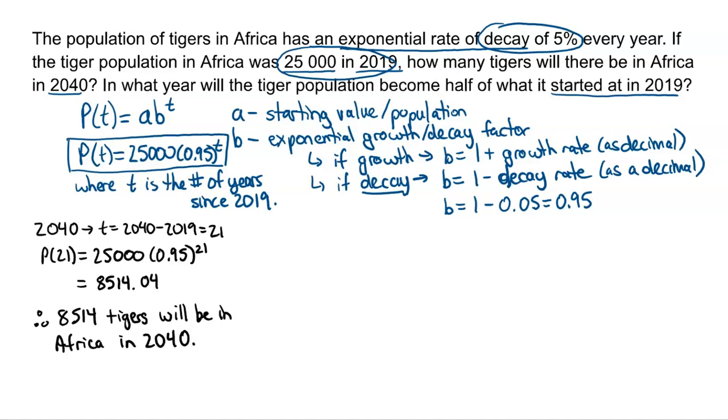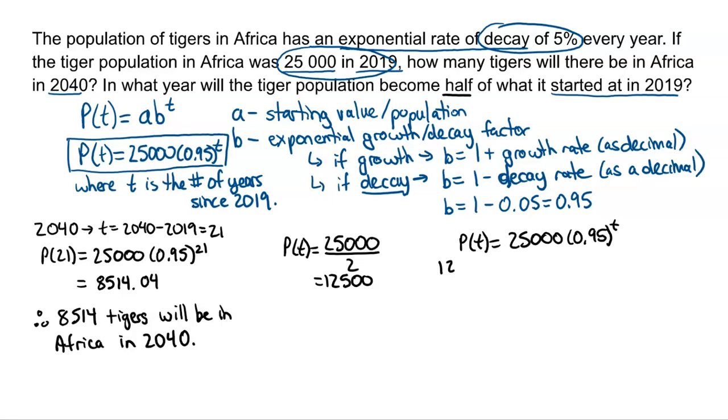This isn't actually true, but this is a model that someone might have. So now it says, in what year will the tiger population become half of what it started at in 2019? Well, half of what it started at is 25,000 divided by 2, which is 12,500. And so we're going to go back to our equation that we had. Population after some time is 25,000 times 0.95 to the power of t. In this case, we don't know what t is, but we do know what that p of t is, that population value. It's 12,500.